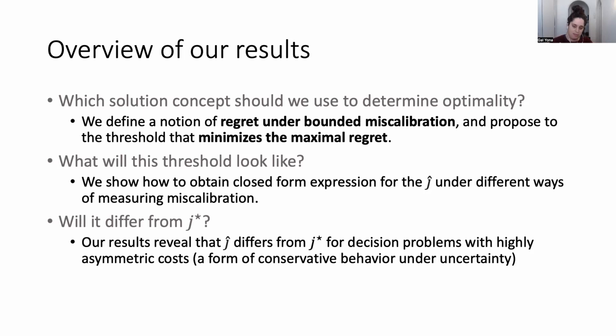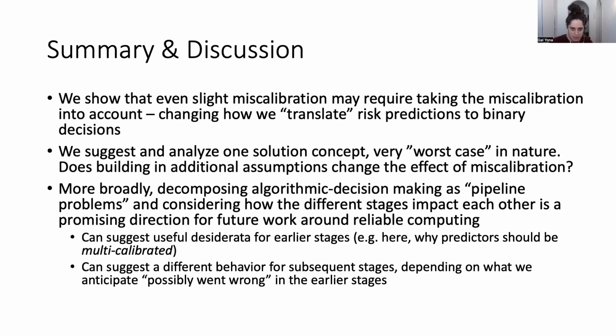In some sense, this gives a formal and rigorous explanation for a behavior that's actually quite intuitive, which is, if you're under uncertainty because of the miscalibration and the problem is asymmetric, then in some sense you should be conservative. So to summarize, we showed that even slight miscalibration might require you to take this miscalibration into account and change how you translate predictions to decisions.